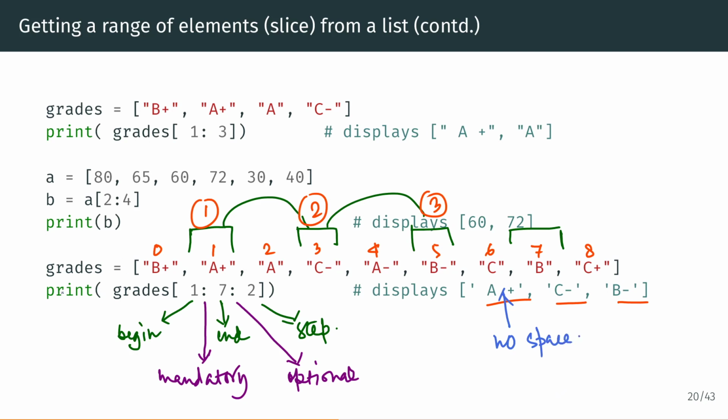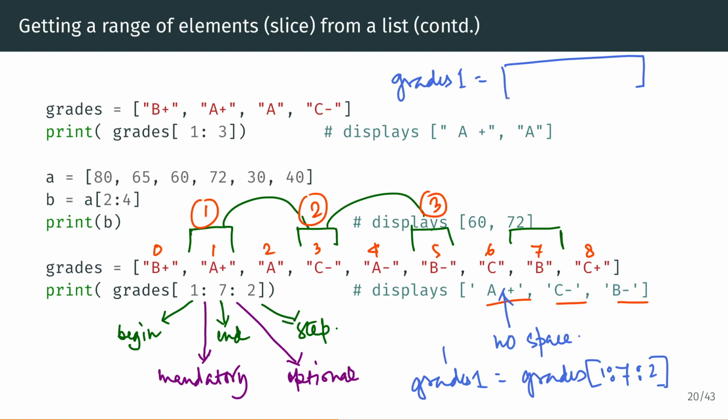So if you were to save this into a new list, let's say, I don't know, grades1 equal to grades[1:7:2], this new list grades1 would look like this. Grades1 would just have 3 elements, and the elements would be A plus, C minus, and B minus. Okay.